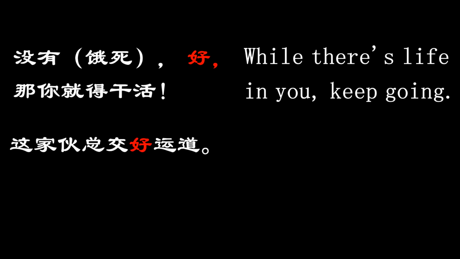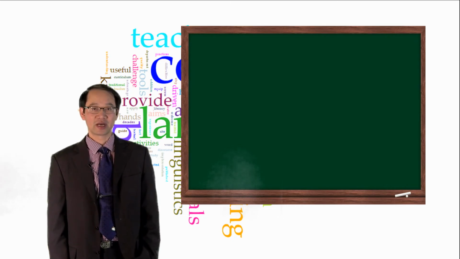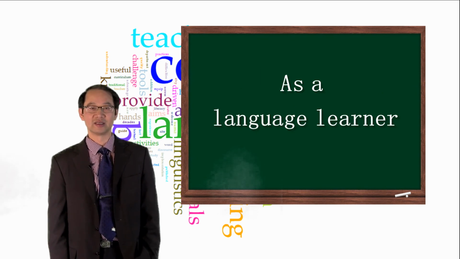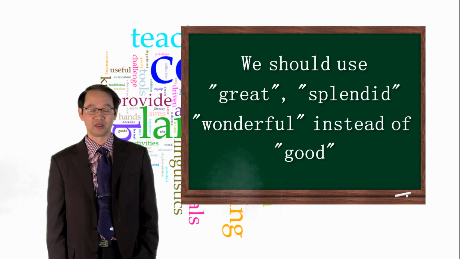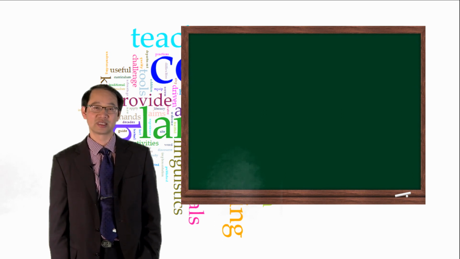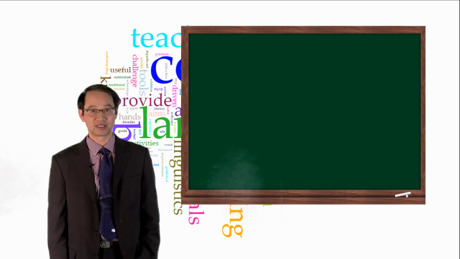这家伙总交好运道，好运道 in English is lucky. Lucky already means good. You don't need to say good luck. So again, the Chinese character hao is rarely translated into good in English. But if we don't look at the corpus evidence, we don't realize it. And as a language learner, we will not be able to use the English words properly. We will keep saying good, good, good all the time. But in fact, we shouldn't. We should use great, splendid, wonderful, bright, etc., instead of good. So this is just one quick example of using the parallel corpus for lexical comparative studies.